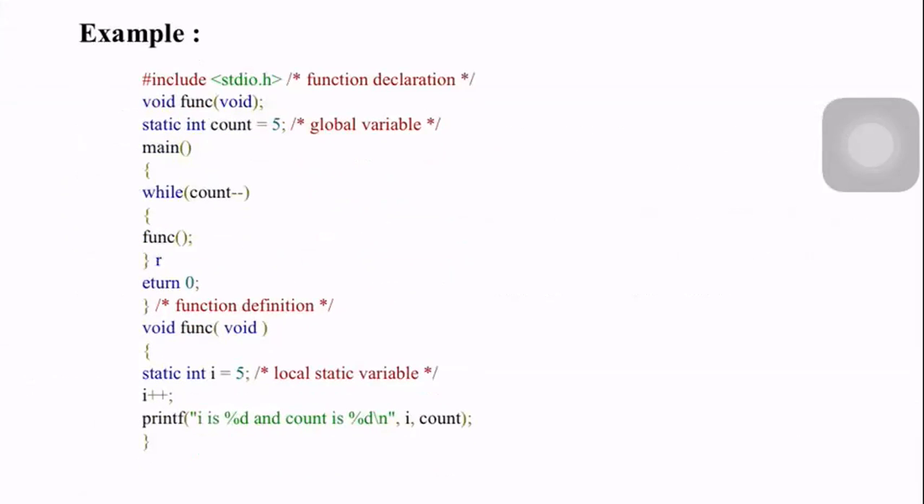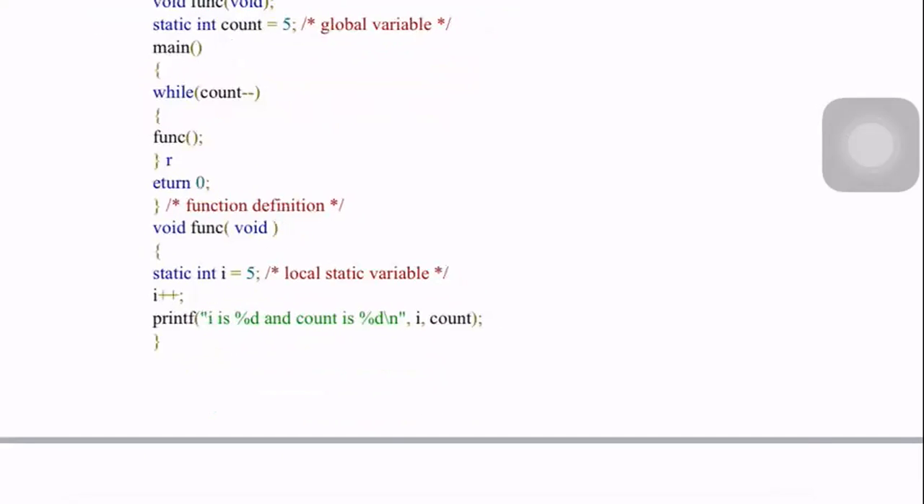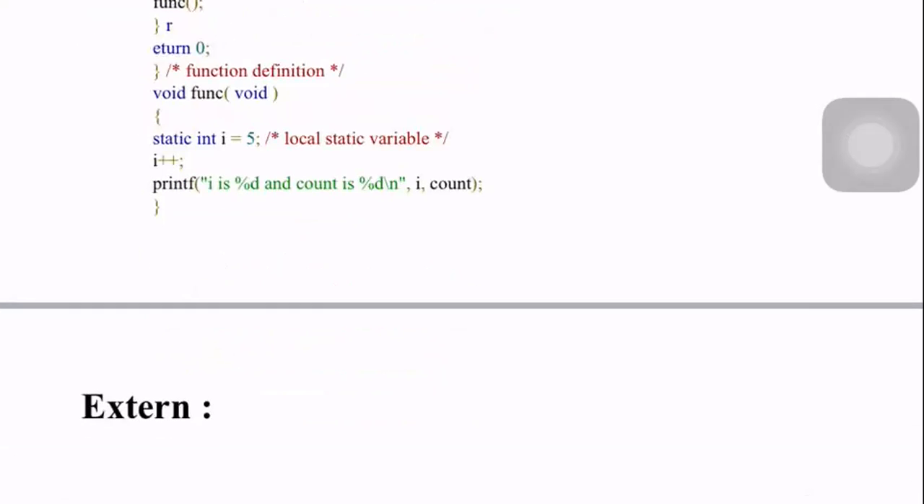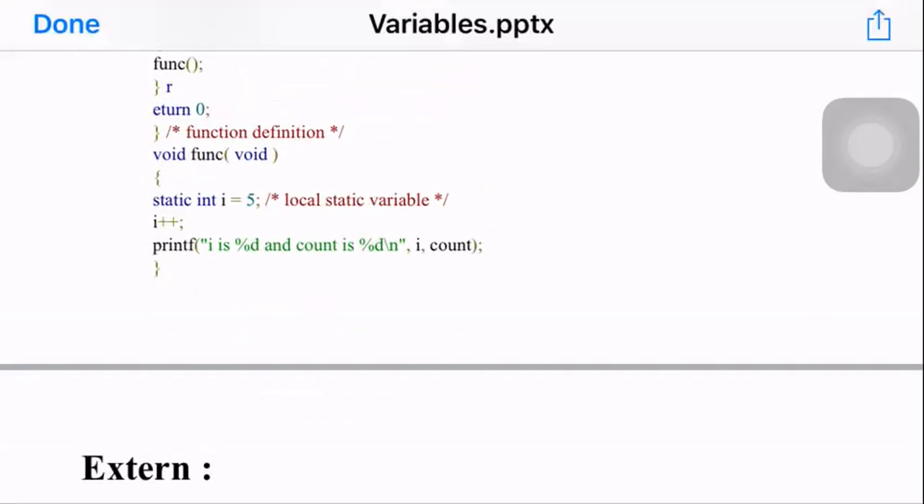Here we are declaring the function, and the global variable is a static int count is equal to 5. So here we are giving some logic, using a while loop, and next the definition is return 0. This is the function definition, and we are declaring static int I is equal to 5 as a local static variable.